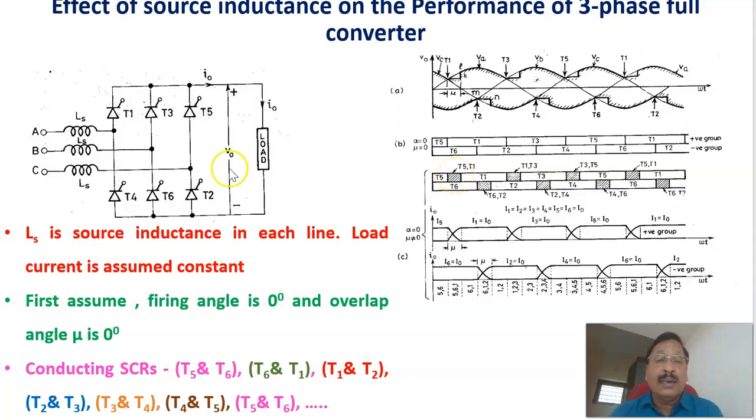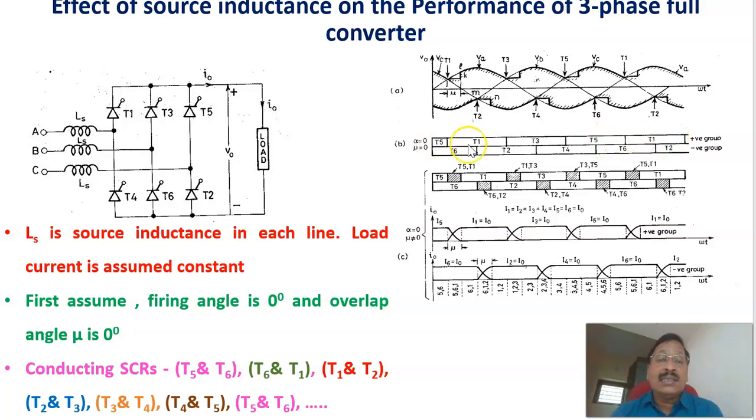At the same time, from the negative group, T6 is conducting. Therefore, T1 and T5 from the positive group and T6 from the negative group are conducting during this overlap period. That is how the current changes during the overlap. Therefore, first assume that the firing angle equals 0 and the overlap angle mu is equal to 0 as well.